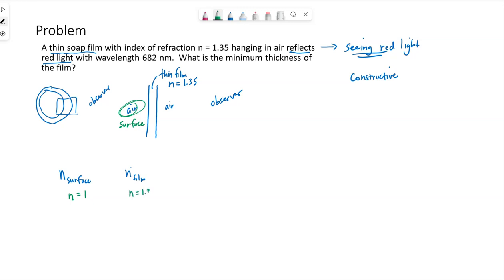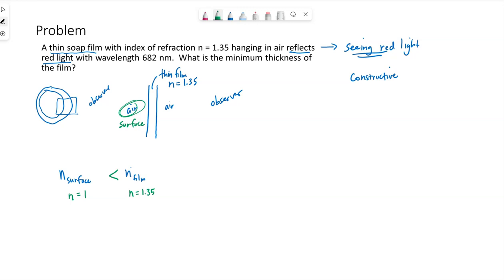N of the film, 1.35. So n of the film is greater than n of the surface. So on the table, we would look for the column that has n of the film greater than n of the surface.